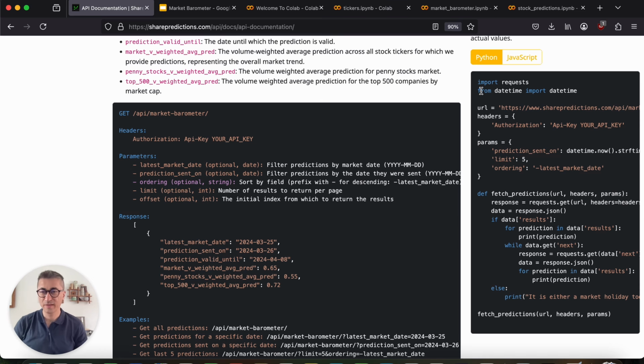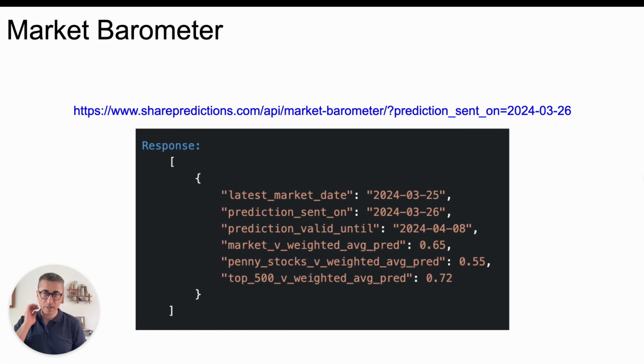Before going into the details of this, let's talk about what these predictions are really supposed to mean. So the Market Barometer endpoint is returning algorithmically calculated market level predictions, and it is actually mentioned within the product itself, but maybe worth mentioning here as well. These predictions are only indicative and are not supposed to be financial advice in any form. These predictions, again, are made available on each market day.